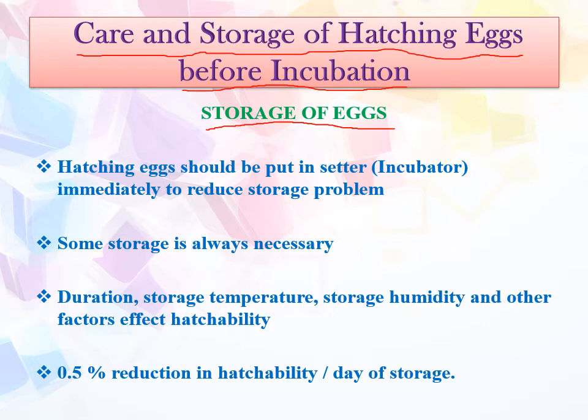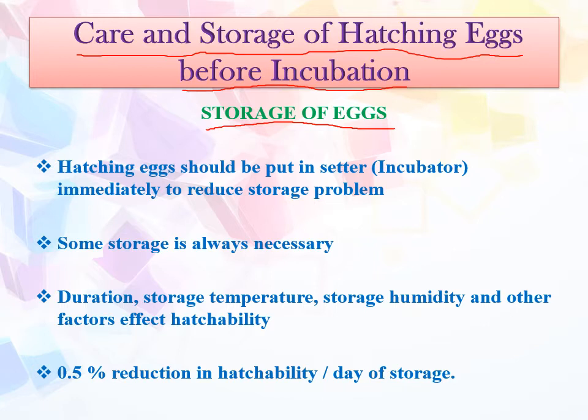Once the eggs come from the breeder farm to the hatchery, they are first stored for 12 to 24 hours in the egg storage room, then they are put into the incubator. Why? Because during transportation there may be some jerks to the internal parts of the egg, such as the yolk and albumin, so it will take around 12 to 24 hours to settle.